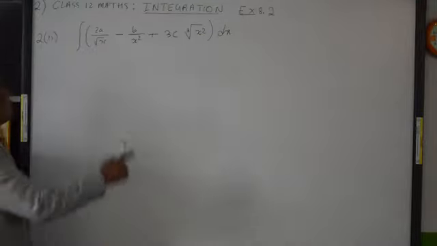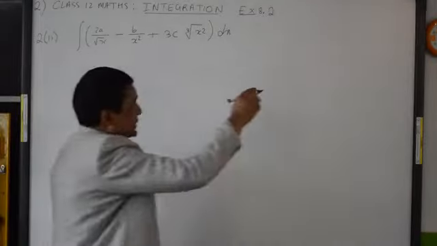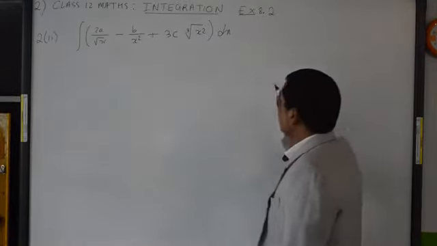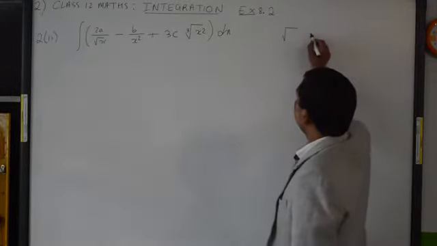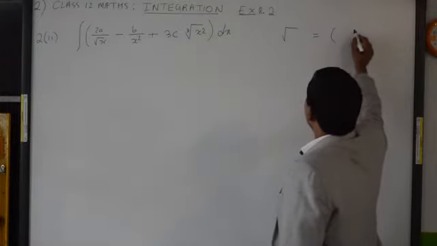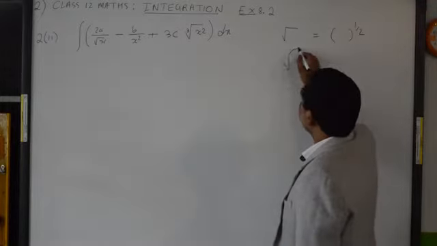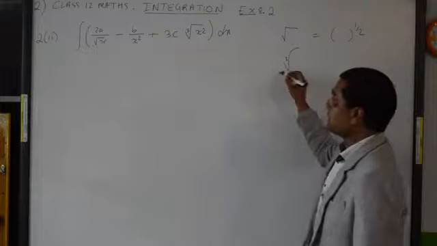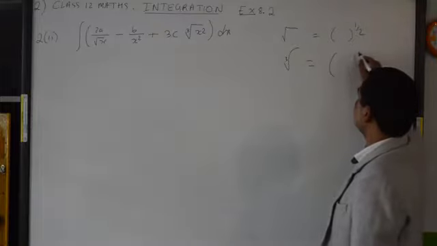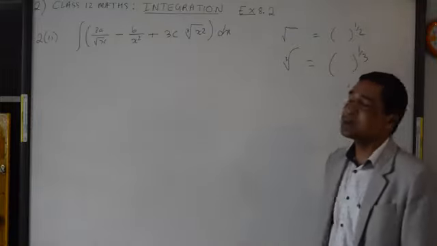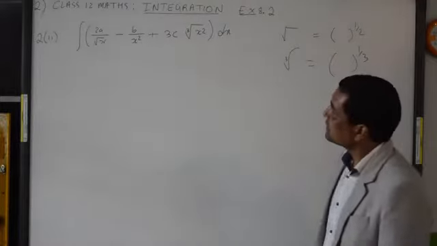Now root is a radical symbol. If you want to convert a root into an exponent, the power is half. Then for the cube root, this radical symbol, to convert into an exponent, the power is 1 over 3. Now we will convert all the radical symbols into exponents first.